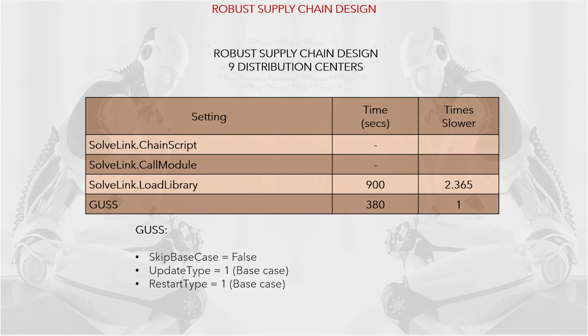Case, Robust Supply Chain Design, 9 Distribution Centers. GUS Performance, 1. Solve Link Load Library, 2.365. Solve Link Default, no solution. This is another example in which parameterization of the use of the model allows a solution to be obtained in a finite time.